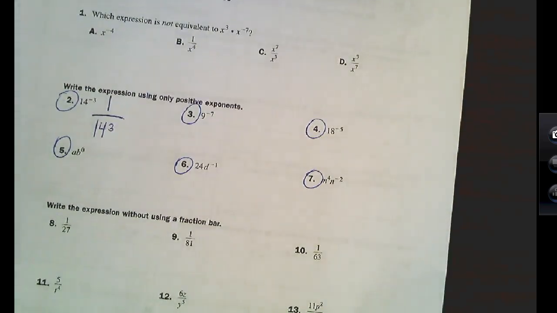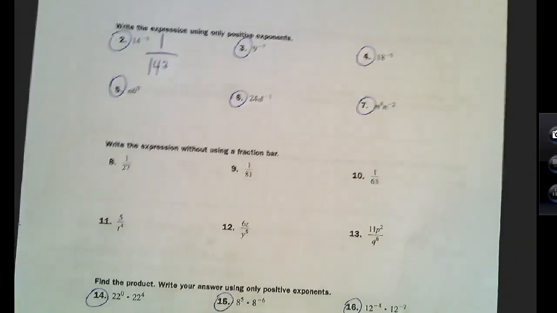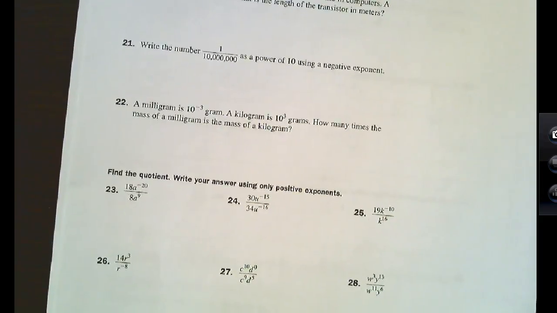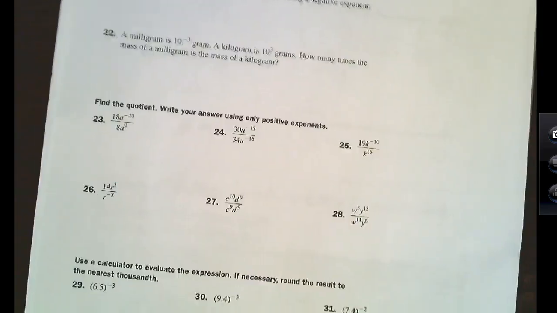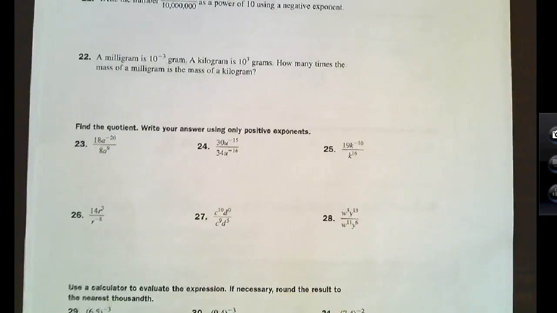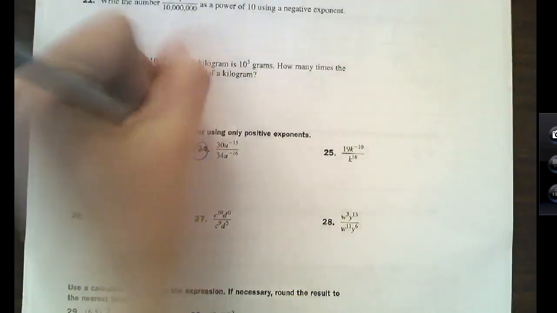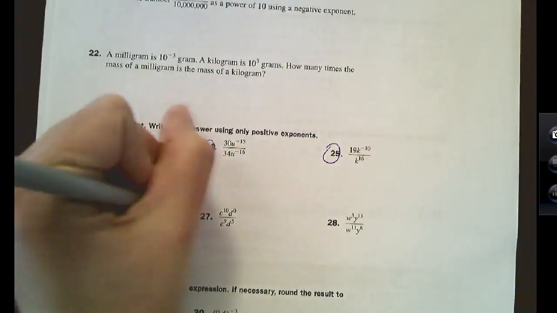All right. I want you guys to flip to your 4-6 worksheet. And we're actually going to flip to the back of it. And for homework tonight, you guys are doing 23, 24, 25, 26, 27, 28.